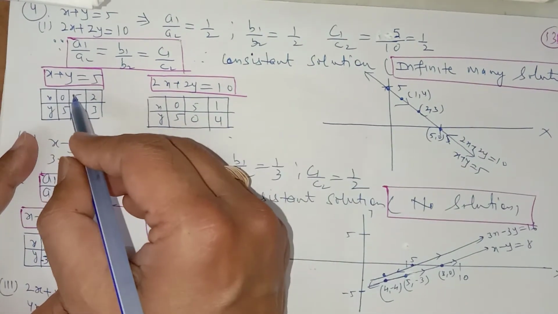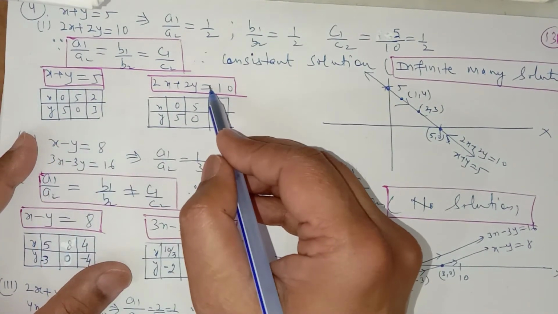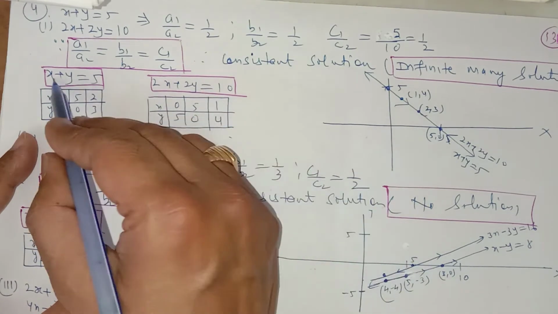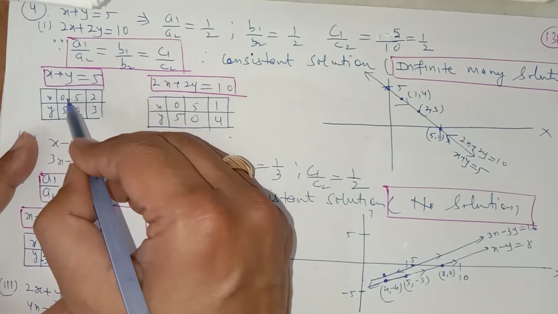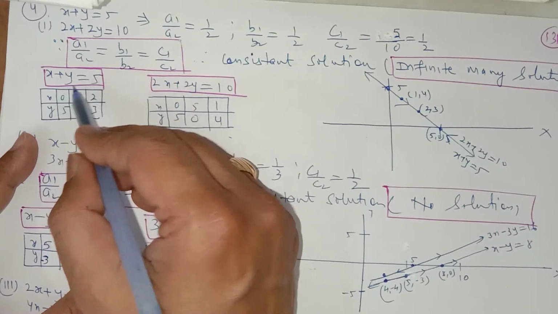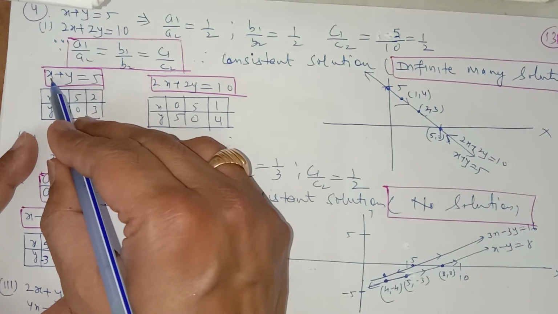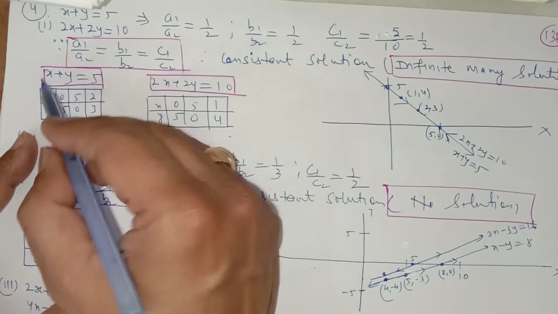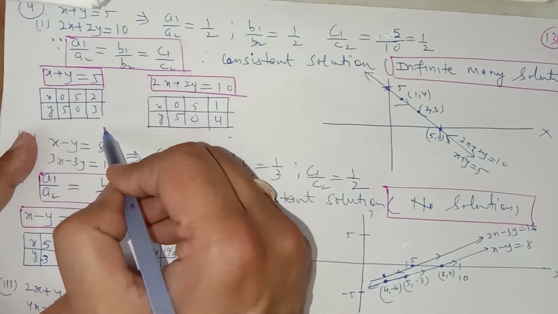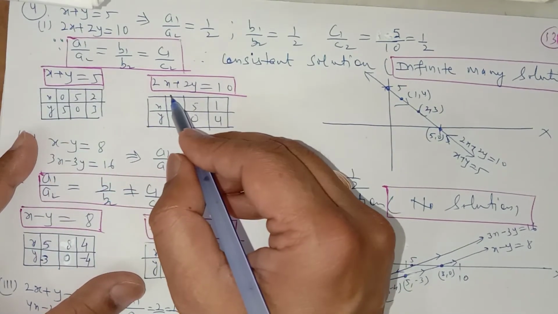You take any three solutions as we discussed in the last exercise. x plus y is equal to 5. So take x is equal to 0, you'll get y is equal to 5. If you take x is equal to 5, then y will be equal to 0. If you take x is equal to 2, y will be equal to 3. You take your own time to do the solution.